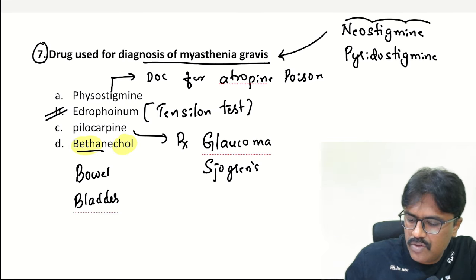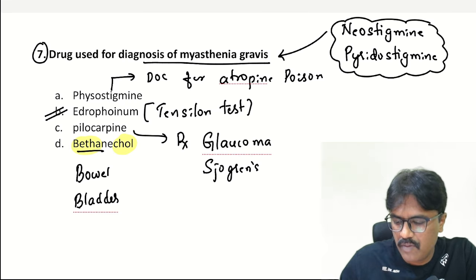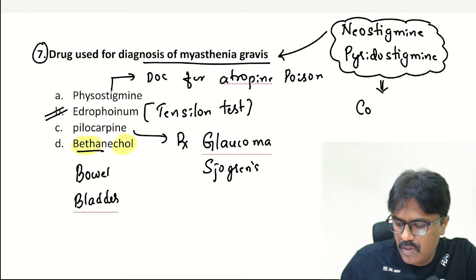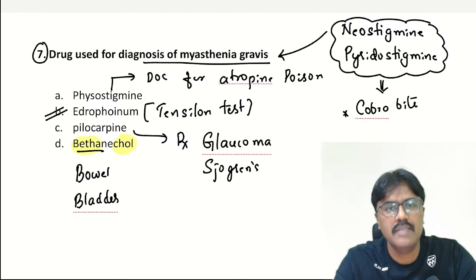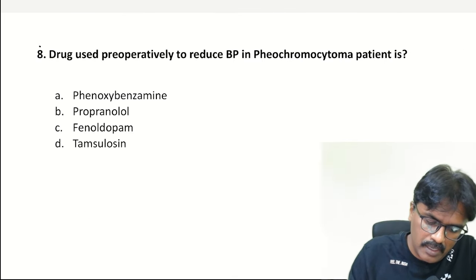So these are used to manage myasthenia gravis. But what are the other uses of neostigmine, pyridostigmine? They are used for cobra bite, and also they are used to reverse non-depolarizing skeletal muscle relaxants. So the answer for question number 7 is edrophonium, that is used to diagnose myasthenia gravis. Yes. Let's move to question number 8.